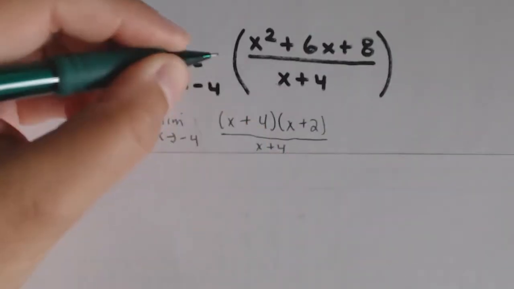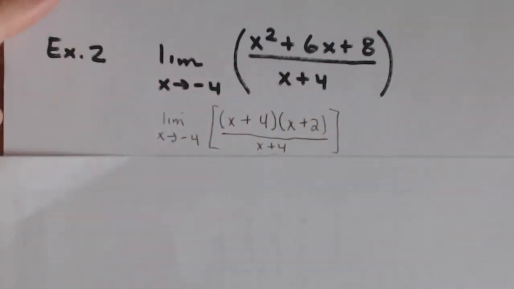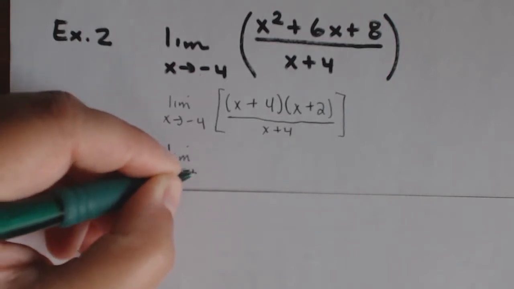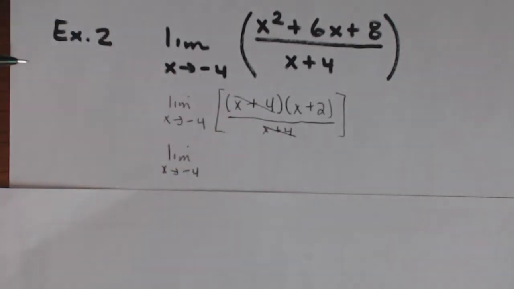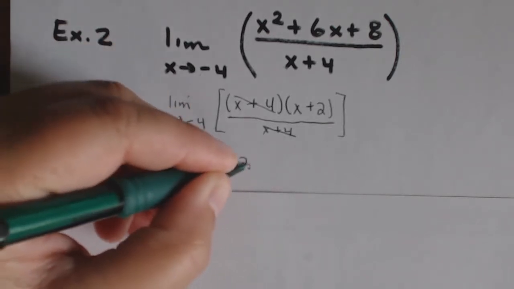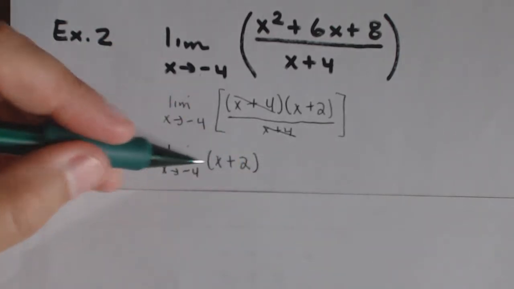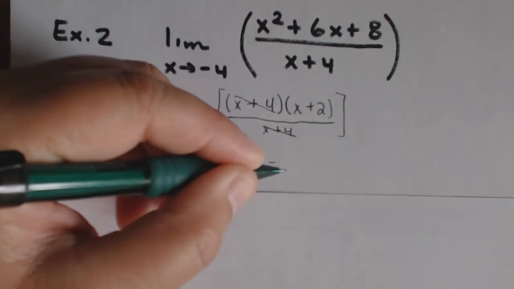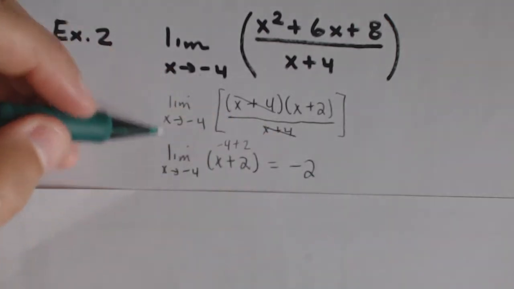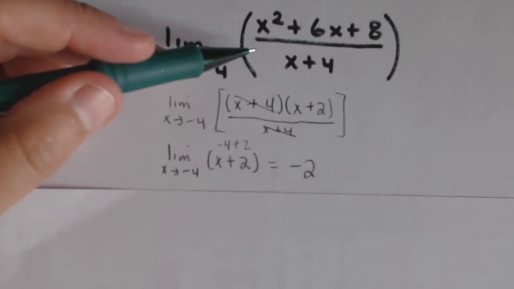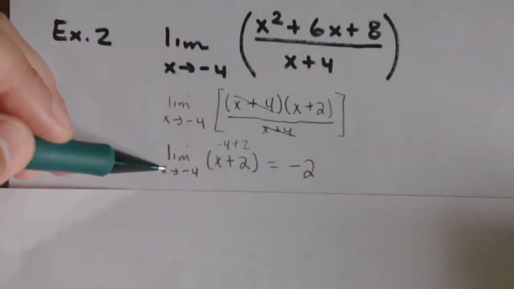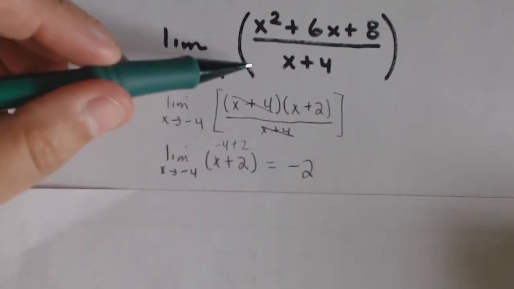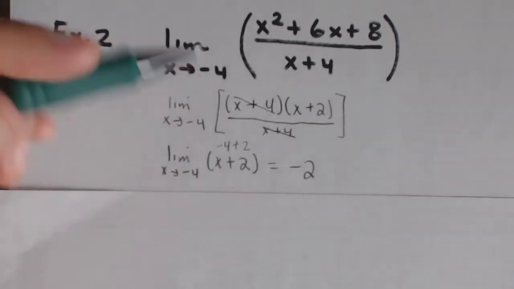over x plus 4. Notice how I'm writing perfect limit notation every time. The limit as x approaches negative 4, these x plus 4's cancel, and you have x plus 2. So the limit of x plus 2 as x approaches negative 4, now you can plug it in. Negative 4 plus 2 is negative 2. So if you evaluate at negative 4, that value does not exist. But if you want to find the limit as x approaches negative 4, it's negative 2. So for a rational function, you factor and try to cancel. And then you can evaluate.